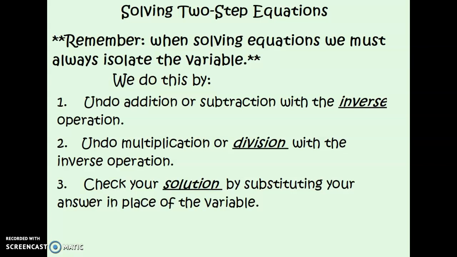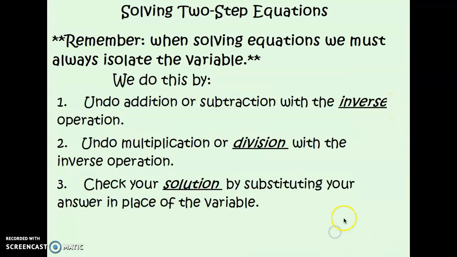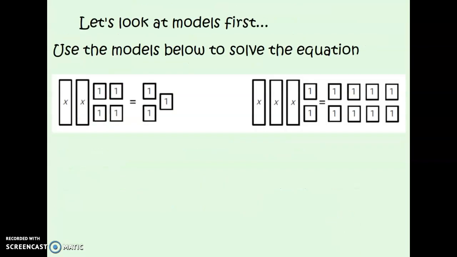We isolate the variable by undoing addition and subtraction first, using inverse operations. Then we undo multiplication or division with their inverse operation, and then we check our solution. Your work for me is always going to be asking you to check, to confirm your solutions. So make sure you are always checking, solving, and then substituting it back in. So let's go ahead and get started.